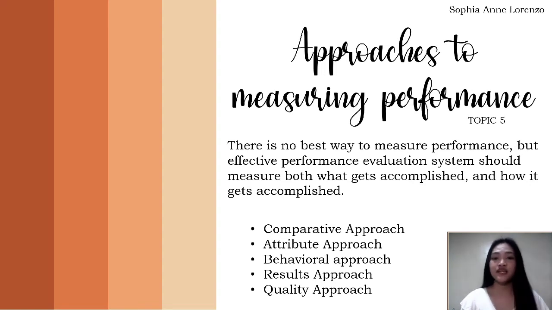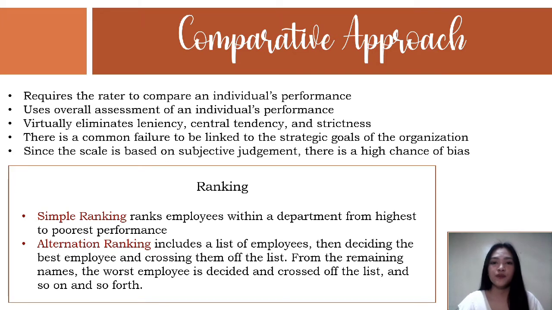After we learn the criteria in measuring performance, we will now tackle the different approaches. We have 5 approaches in measuring performance: the comparative, attribute, behavioral, results, and quality approach. In comparative approach, as the name suggests, it compares employees' performance to one another. Employees are ranked on the basis of highest to lowest performer.